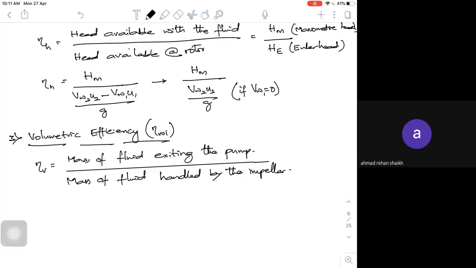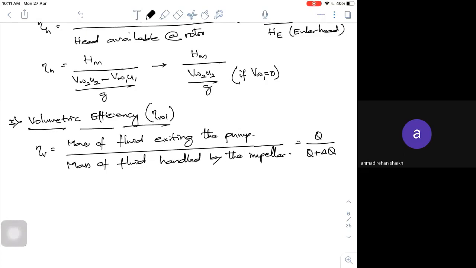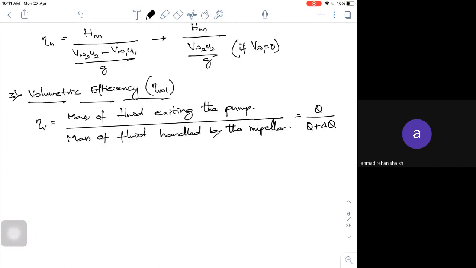If I write in terms of discharge, this will be Q by Q plus delta Q, since there will be some losses. If I write in terms of mass flow rate, this will be m dot by m dot plus delta m dot. Here I am handling an incompressible fluid, so it will be in terms of discharge instead of mass of fluid, because the density is almost the same. The last type of efficiency we have to look at is the overall efficiency.